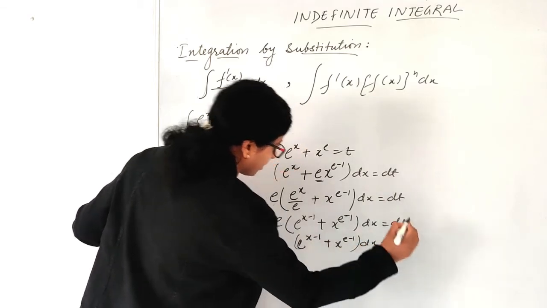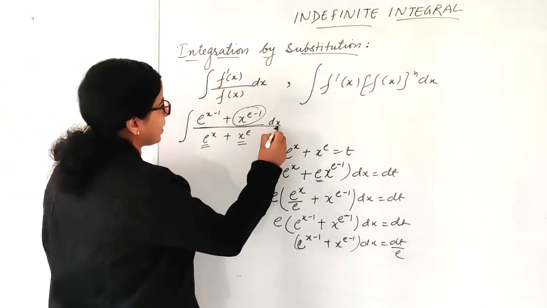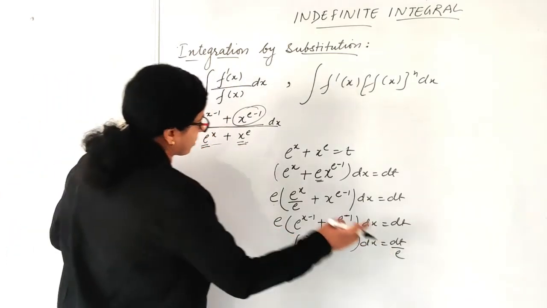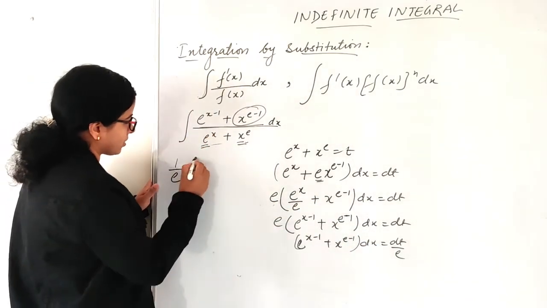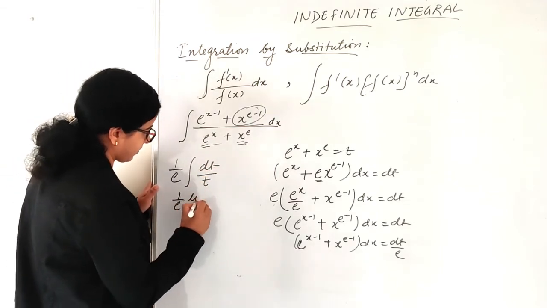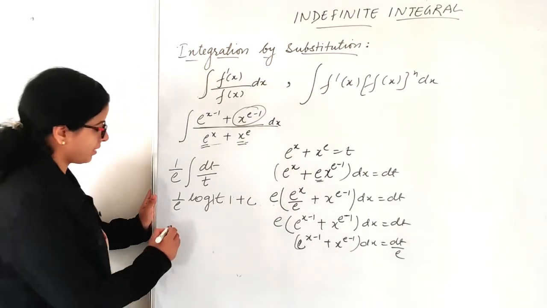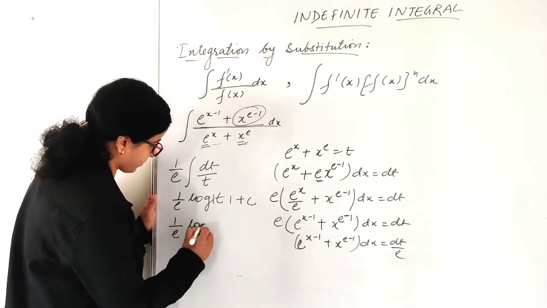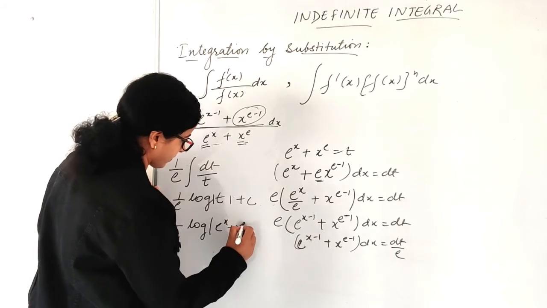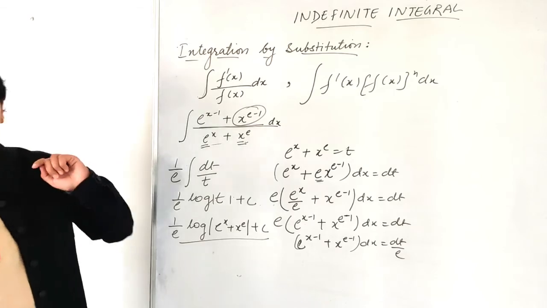dt upon e, right? Done. So this part can be replaced by dt by e, and this is my t, and e is constant, so I can keep it outside the integration. Plus c. Okay. What is the value of t? So this is my required integral of this.